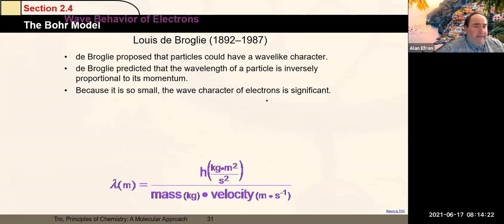Another very important idea that we talked about is this dual nature of light, if you will. The idea that particles can have wave-like functions and waves can have particle-like functions. And de Broglie was the next guy, who actually didn't do any experiments really. He just theoretically thought about this and proposed that particles could have that wave-like character. And he predicted that the wavelength of a particle is inversely proportional to its momentum.